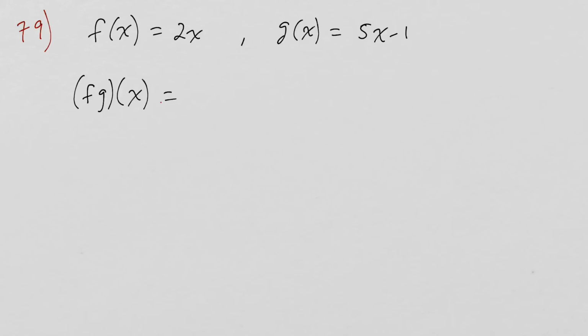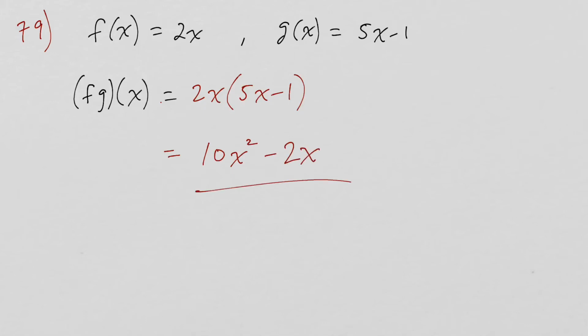Page 368. All right, number 79, we have two functions. We're being asked to multiply those functions. So this is simply going to be 2x times 5x minus 1, and we simply distribute. And we get 10x squared minus 2x, and that's it.